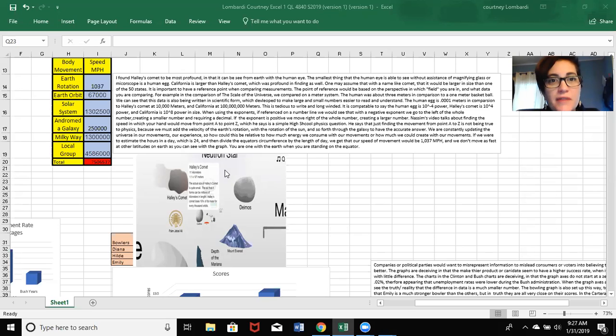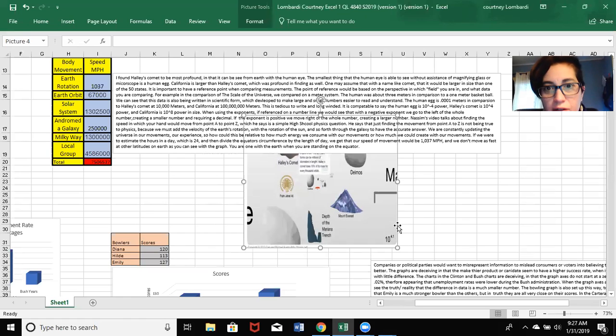It's important to have a reference point when comparing measurements. The point of reference would be based on the perspective in which field you're in and what data you are comparing. So for example, in the scale of the universe, we compared on a meter system, and the human was about 3 meters in comparison to a 1 meter basketball. So we can see the data is also being written in scientific form.